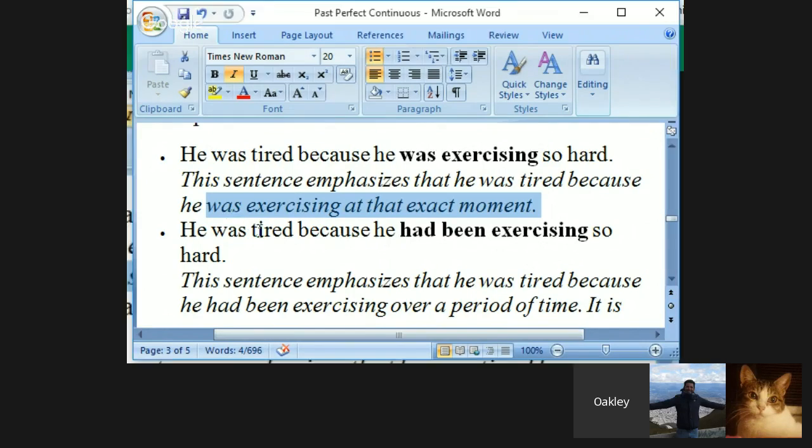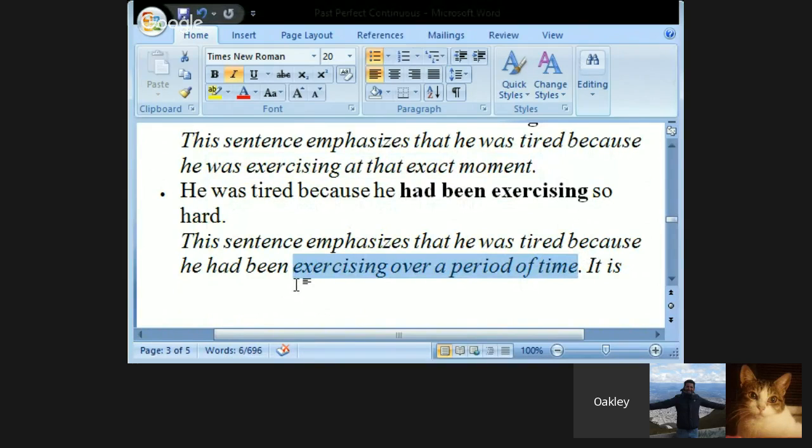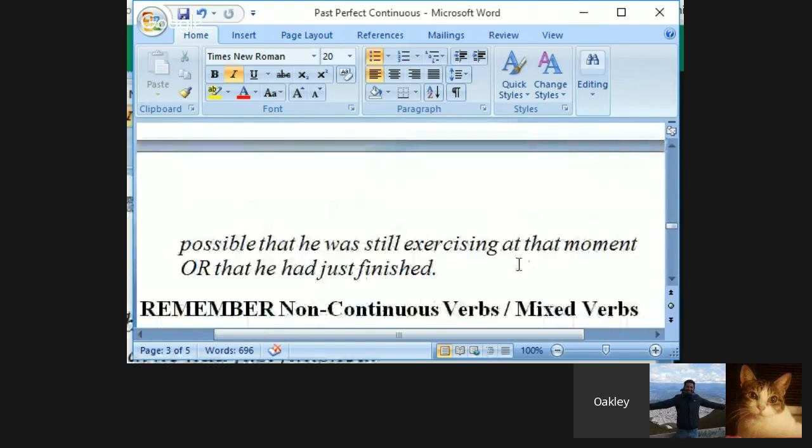All right, as opposed to, he was tired because he had been exercising so hard. Okay, this emphasizes the period of time, and it would be common to say he was tired because he had been exercising so hard for 3 hours. That's why it's very common to use a phrase with duration.